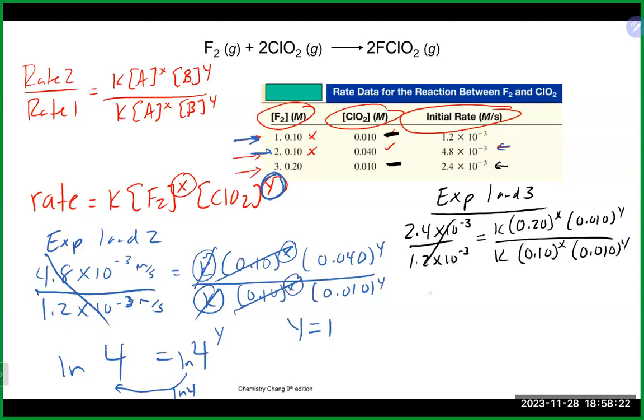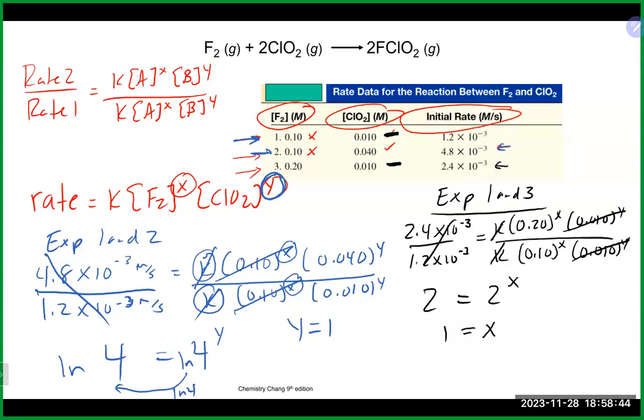Once again, doing my math, that's going to give me a 2. This guy should be the same. This guy should completely cancel out, as we already know the Y is the same on both. And this will give me 2 to the X, which means my X, once again here in this case, will equal 1.